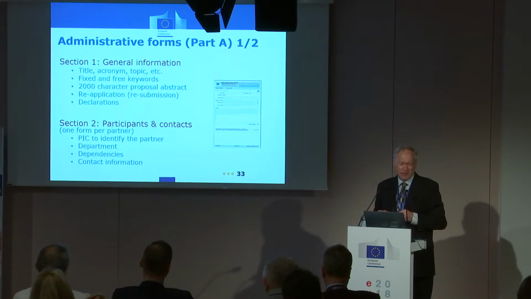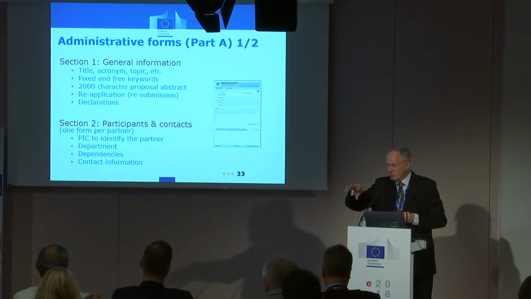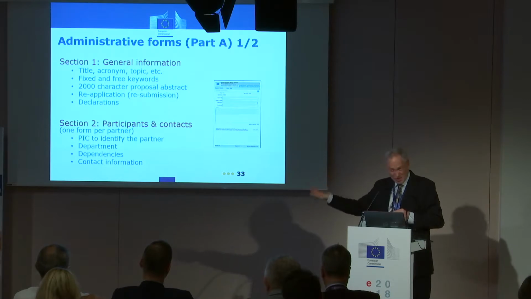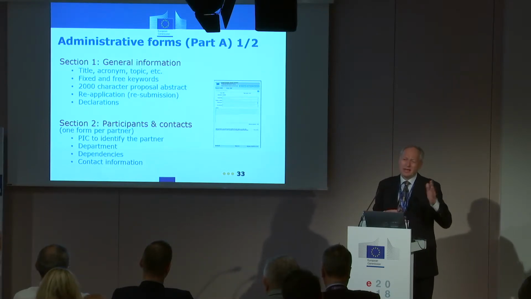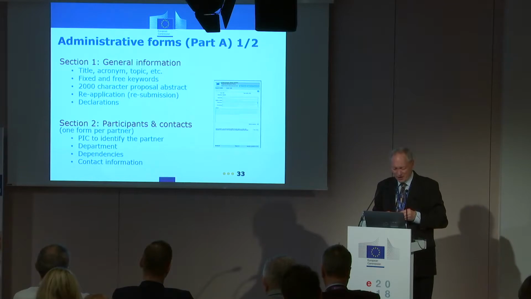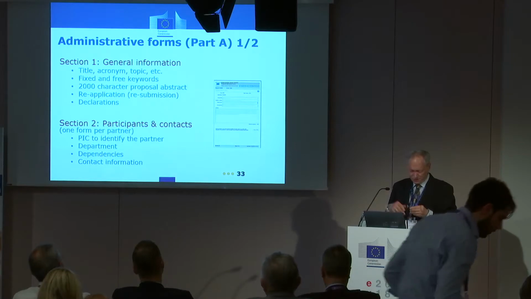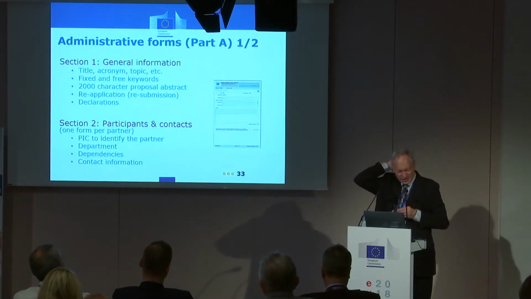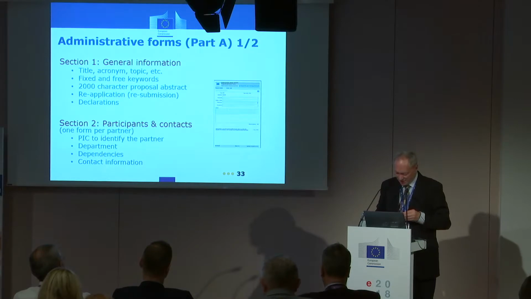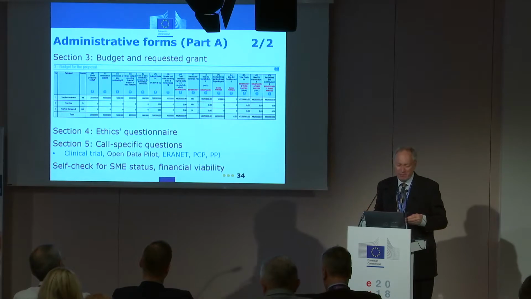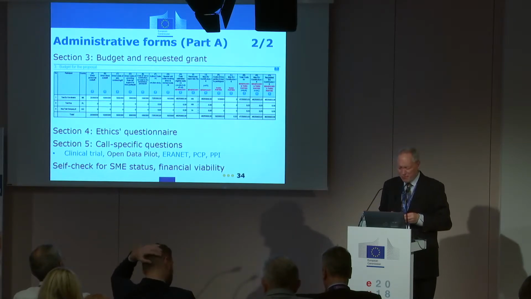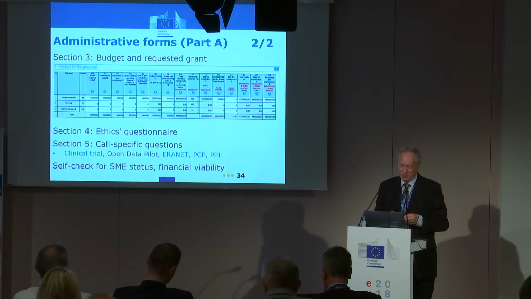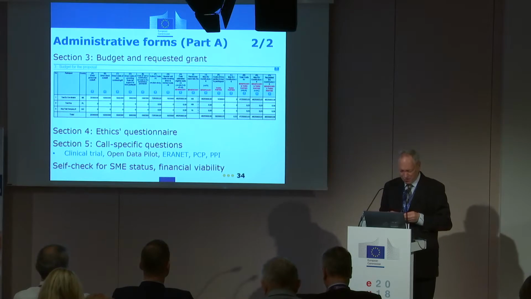And you also need to fill in the declarations. The declarations are, for example, that all the partners have agreed to be partner in this proposal, that you fulfill the financial obligations that come with a project, and so on. And then we have section 2, all the details about the participants and their contacts. We have the administrative form 3 for the budget, and this varies, of course, depending on which type of action.